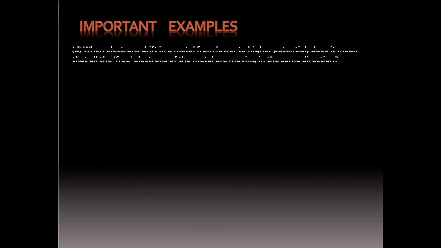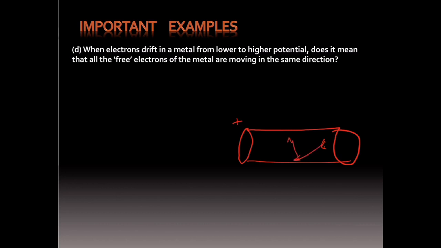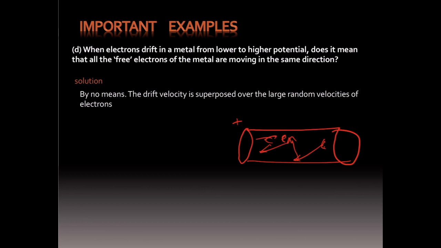Now the next question: if electrons drift from low to high potential, does it mean all electrons of the metal are moving in the same direction? The answer is no. Why? Because when electrons start drifting towards the positive end, they suffer collisions and the resultant is in a different direction. So all electrons are not moving in the same direction. The drift velocity is superimposed over the large random velocities of the electrons.